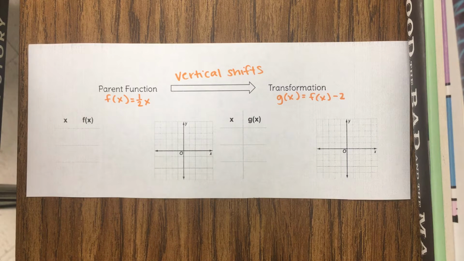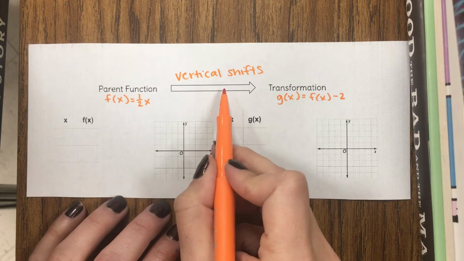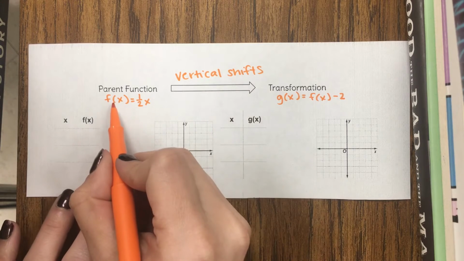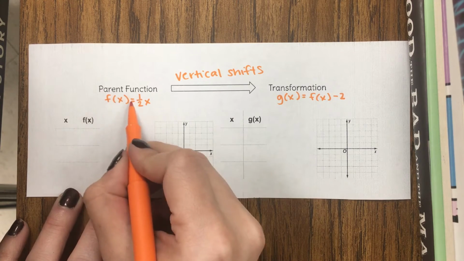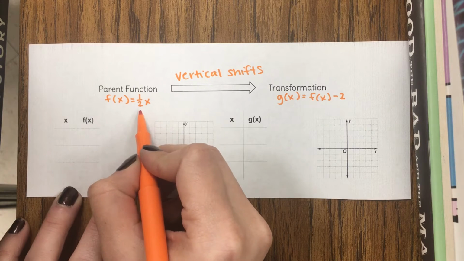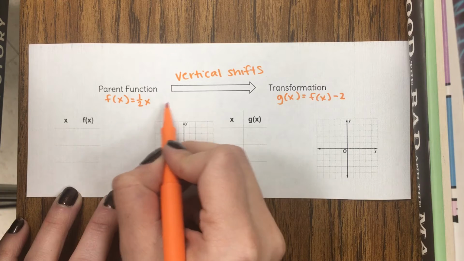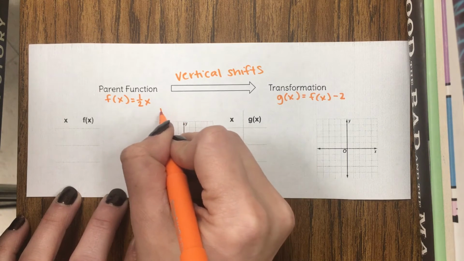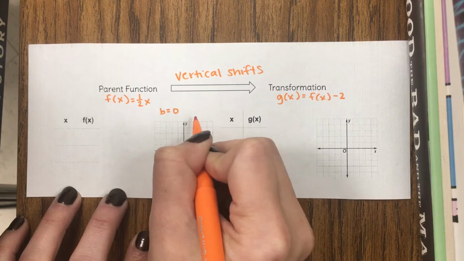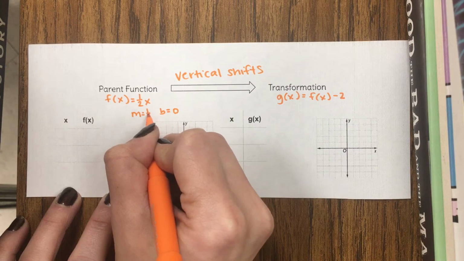Hey kids, so today we talked about transformations of a graph. And so let's go over vertical shifts first, okay? If you have a parent function, we usually say f of x equals, this one has a slope of 1/2 x. And see how it doesn't have anything behind it? That tells me that my b is just 0, or my y-intercept. And then my slope is 1/2.